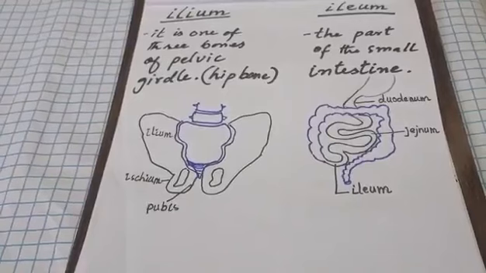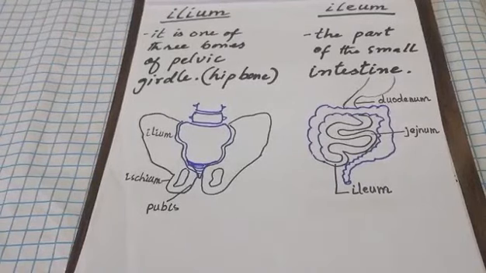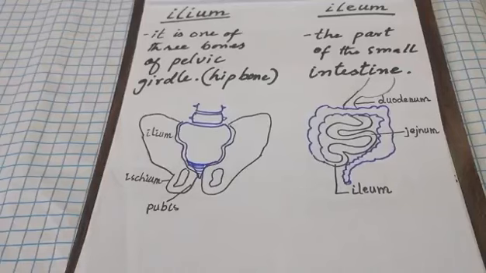Ileum, you can find the word ileum where you have studied the skeleton or the girdles, pelvic and pectoral girdle. In that chapter, in the structure of the pelvic girdle, you can find the ilium. And the other ileum, you can find this word when you have gone through nutrition and digestion in humans.